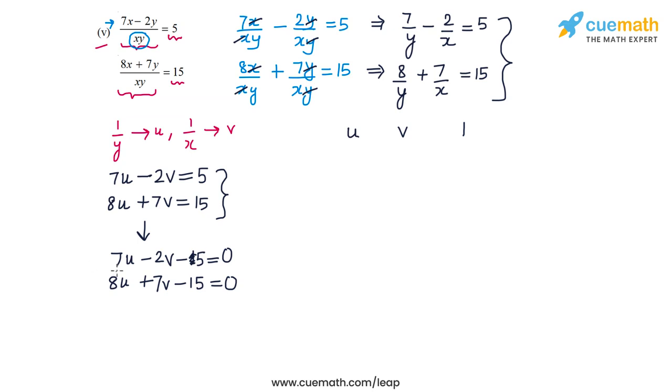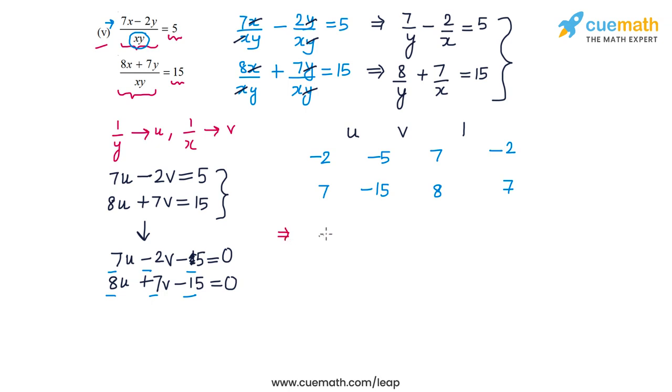Now the coefficients are 7, minus 2 and minus 5, and 8, 7 and minus 15. So b1 and b2 are minus 2 and 7, then c1 and c2 are minus 5 and minus 15, then a1 and a2 are 7 and 8, and then we have b1 and b2 again, so minus 2 and 7. Now let's apply the cross multiplication method to this grid.